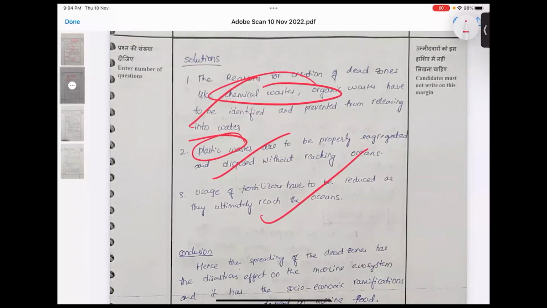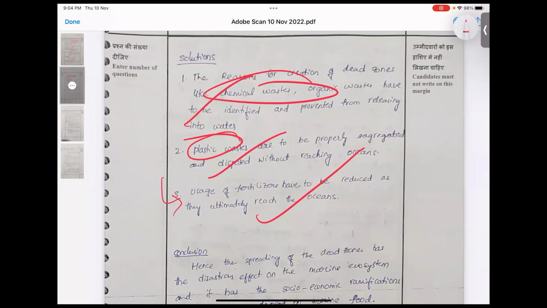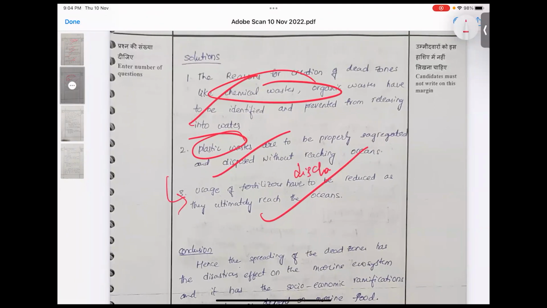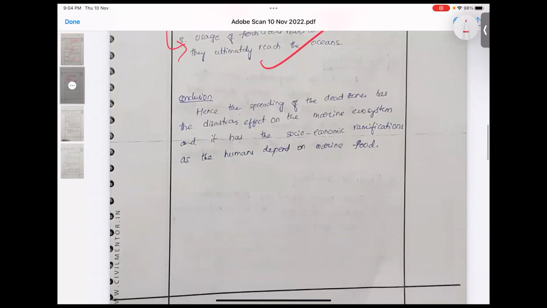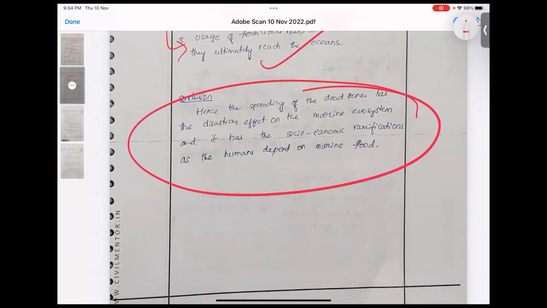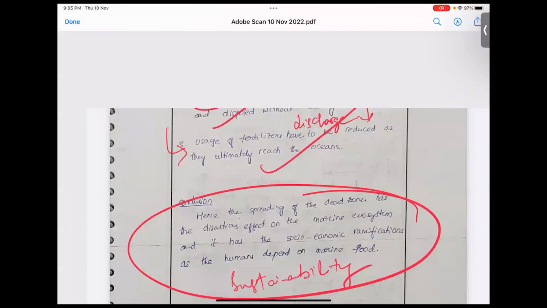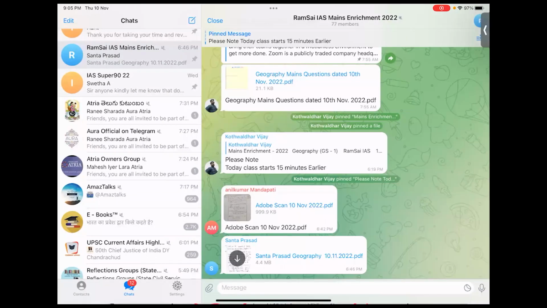You use the wording properly, Anil. The point is good, but write a bit professionally. Fertilizer discharge into oceans has to be reduced. Okay, sir. Conclusion can be slightly better. Okay. You have to write the sustainability angle in this particular conclusion. Okay. Sure, sir. See the second question.